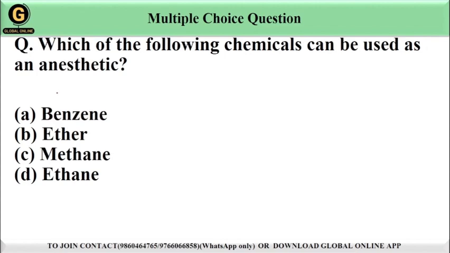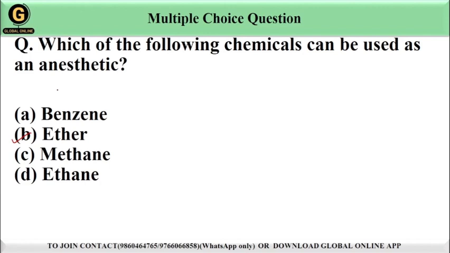Which of the following chemicals can be used as an anesthetic? Options are option A, benzene. Option B, ether. Option C, methane. Option D, ethane. So guys, ether, specifically diethyl ether, was historically used as a general anesthetic because of its ability to induce unconsciousness and reduce pain sensitivity.